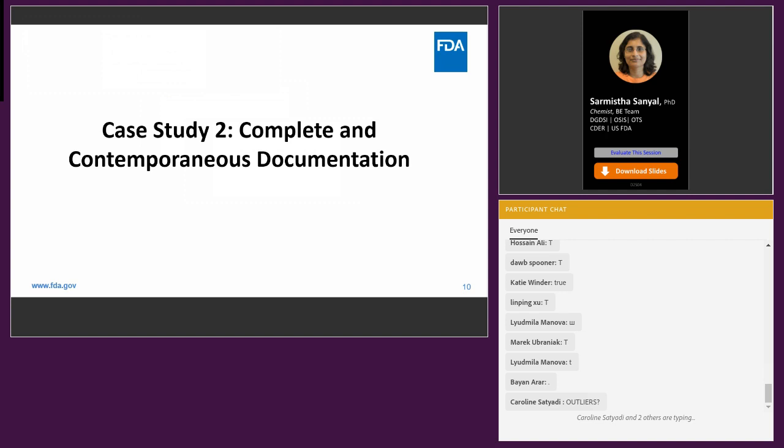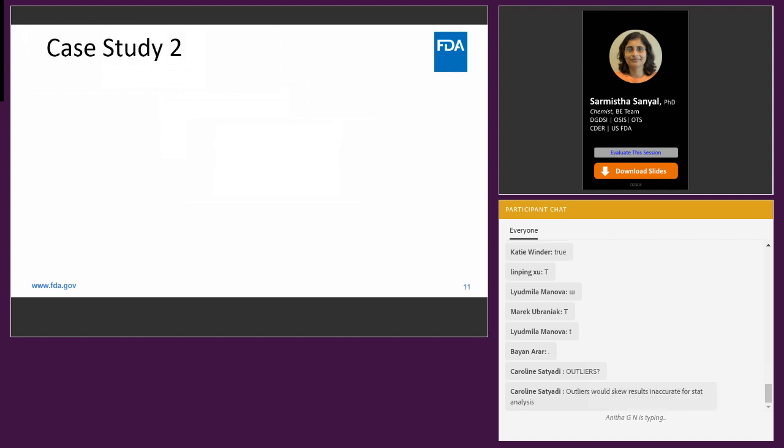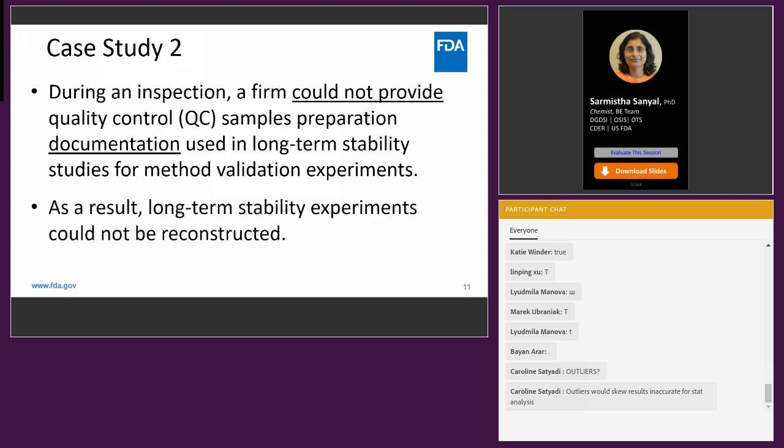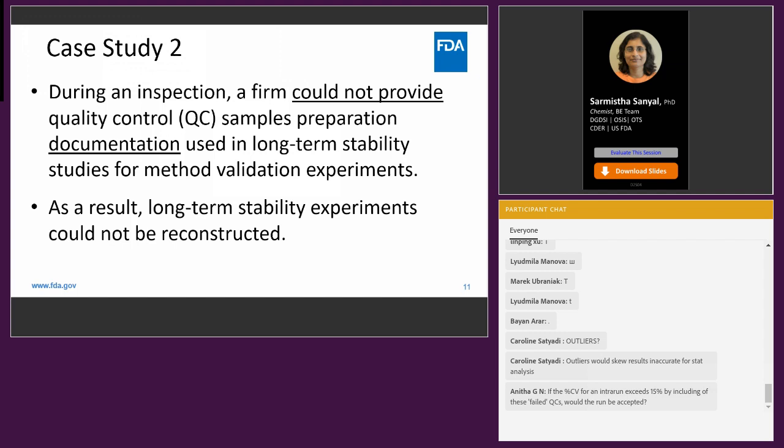With that, we will now proceed to the second case study and discuss the importance of complete and contemporaneous documentation during an analytical BA/BE study. Let's consider this example. During an inspection, documentation regarding sample preparation was requested, but the firm could not provide complete documentation of preparing quality control samples used in long-term stability studies. Therefore, long-term stability studies could not be reconstructed.